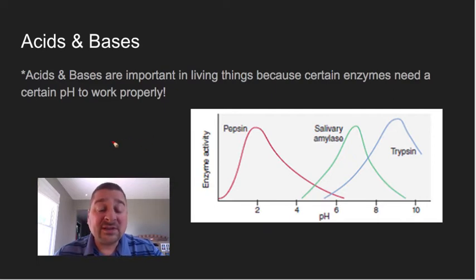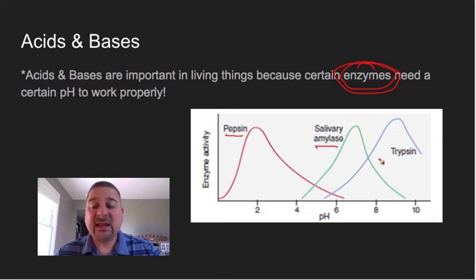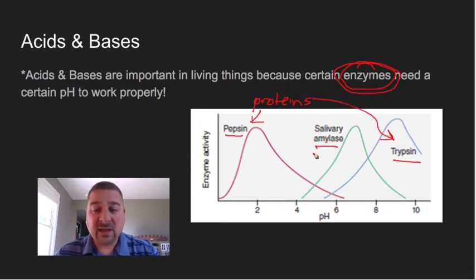Finally, why is this important to living things? Well, acids and bases, especially when it comes to enzymes, happen in different places of our body. If we look at 3 enzymes here, pepsin, salivary amylase, and trypsin. Pepsin and trypsin break down proteins. Salivary, like saliva, breaks down starch in our mouth.